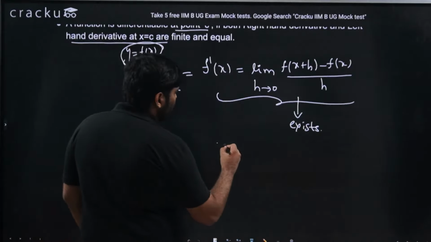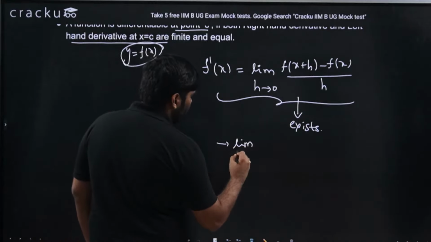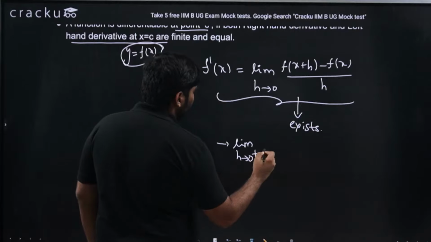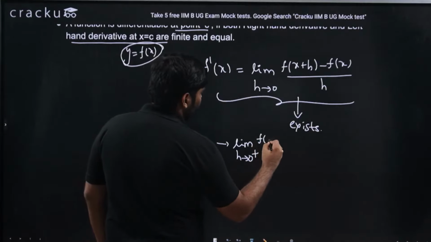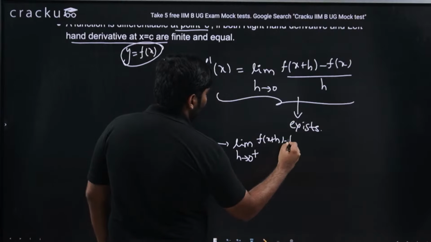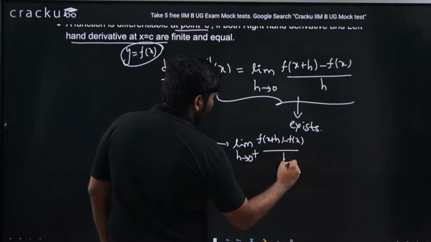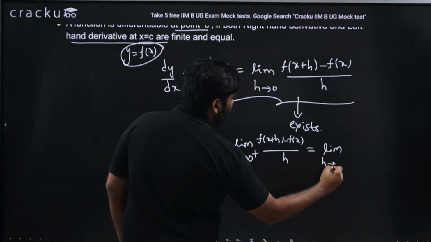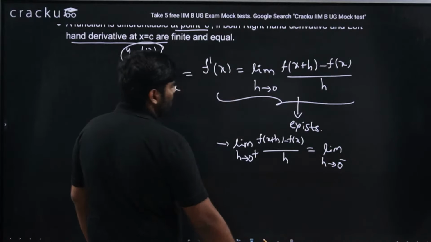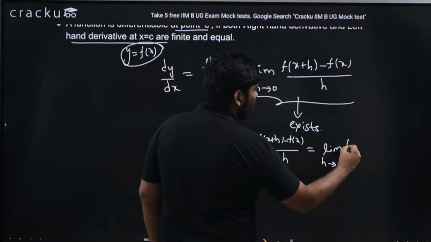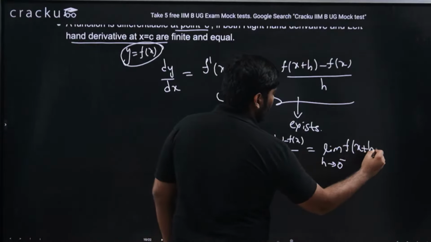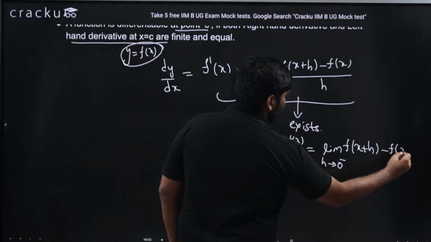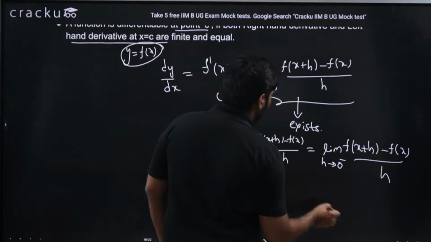For the limit to exist, we do know that the right hand limit should be equal to the left hand limit. That is, the limit h tending to 0 plus of [f(x plus h) minus f(x)] by h should be equal to the limit h tending to 0 minus as well. Then only we could say this particular limit exists. That is what is being told again.